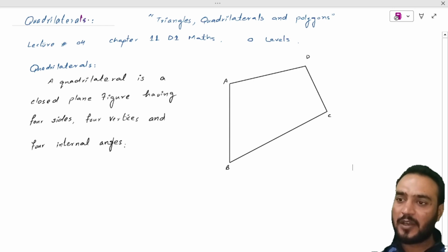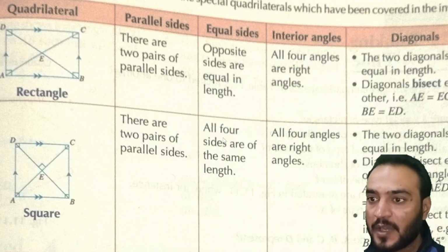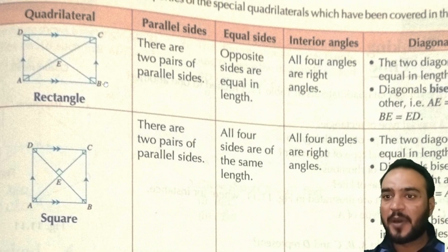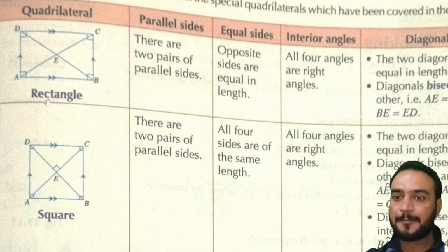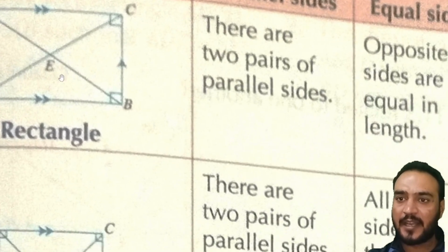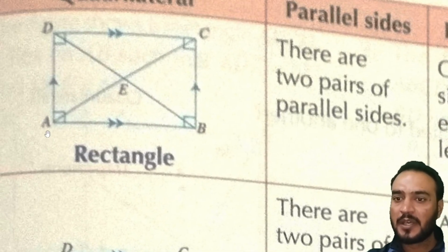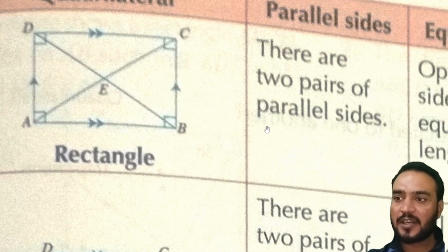Then the figure comes in front of you is called quadrilateral, and there are many types of quadrilaterals also. Let us discuss those types. So first type of quadrilateral is a rectangle. This is a rectangle which is in front of you. It has four sides: AB, BC, DC, and AD. In rectangle, the properties of rectangle, the first property is there are two pair of parallel lines. So AB will be parallel to DC and BC will be parallel to AD.